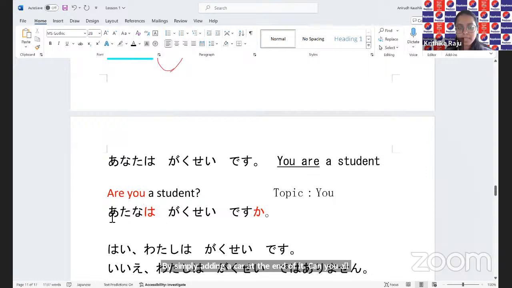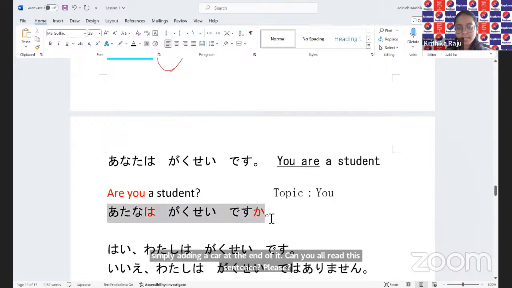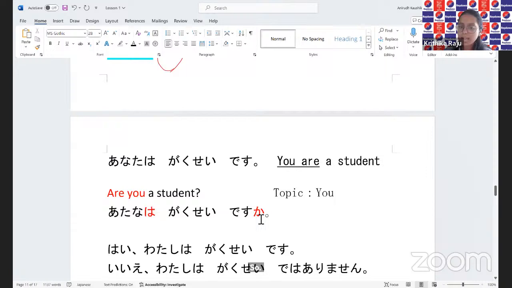Anata wa gakusei desu. Desu ka? Okay, you see how ka comes at the end? It's a question marker and then there's a full stop also after it. Anata wa gakusei desu ka?